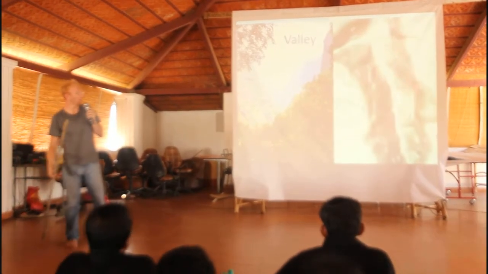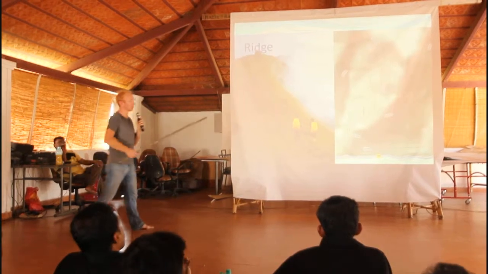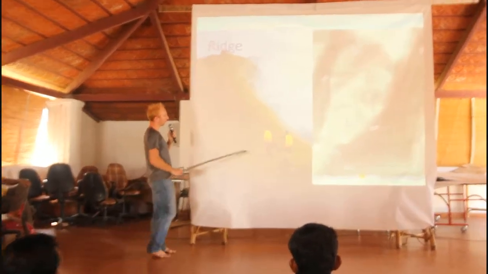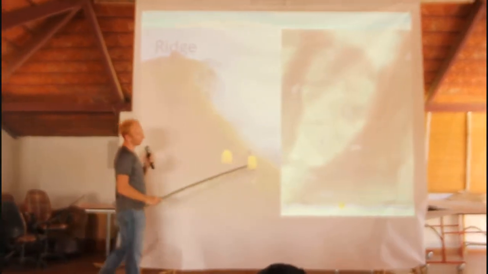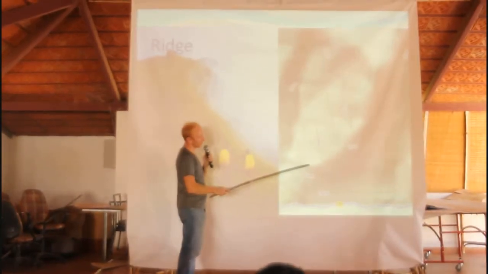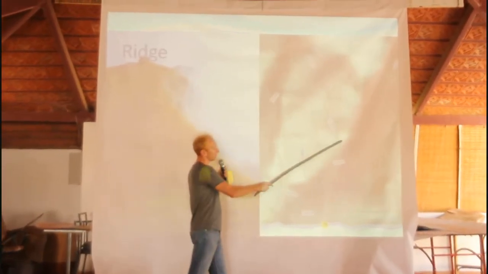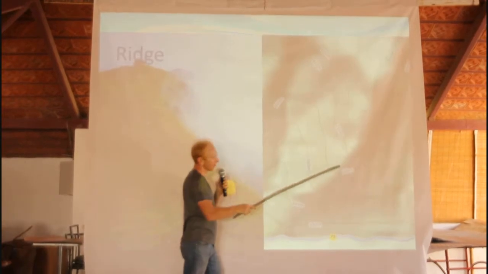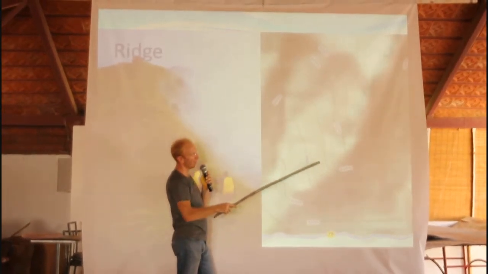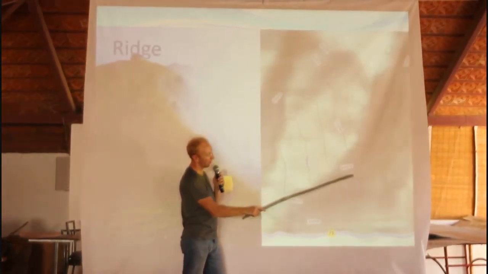Next one, the ridge. So the ridge is actually the opposite. The ridge is the highest point. You can see here, if you follow these U shapes, that will be the ridge. This is the ridge. Why? Because if I go left, I start going down. If I go right, I start going down, right?